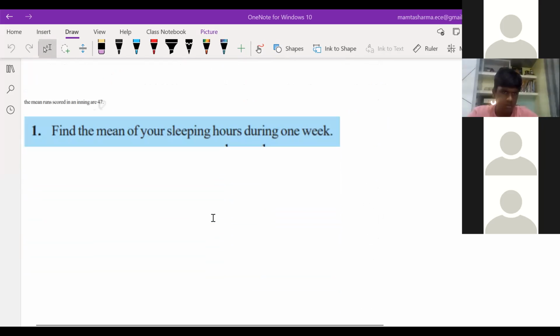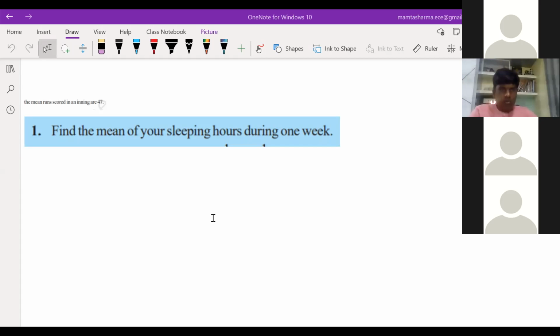Now, can you find the mean of your sleeping hours during 1 week? How many hours do you sleep in a day? Everybody will get a different answer, right? So let's do this question. The mean of your sleeping hours. Count the afternoon hours. The average of 1 week, means divide by 7. 7 or 8? Yes, 7.